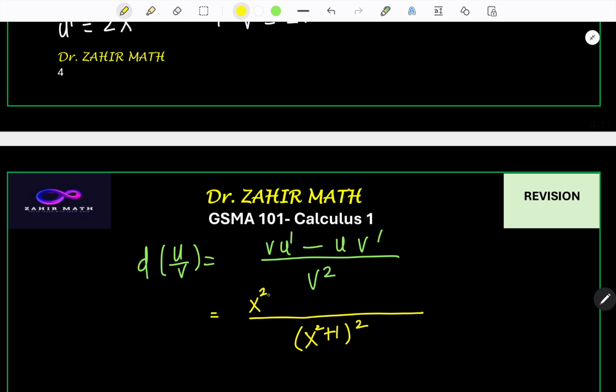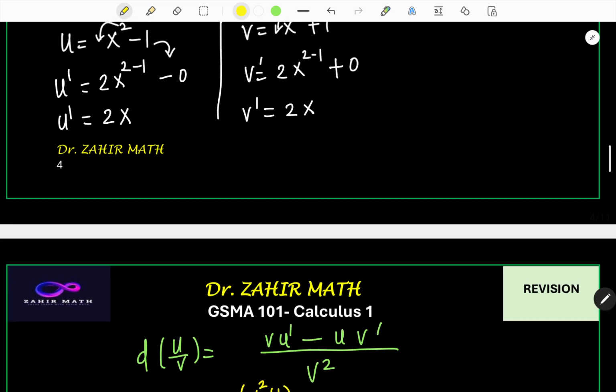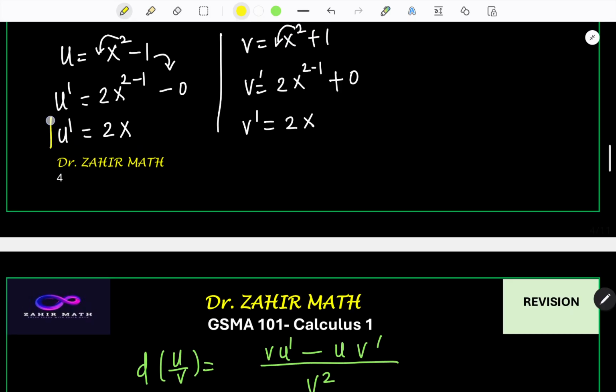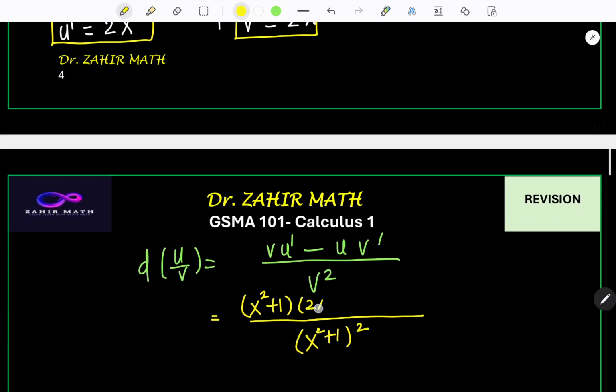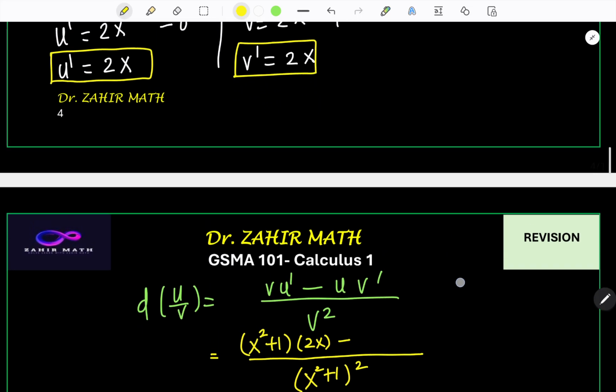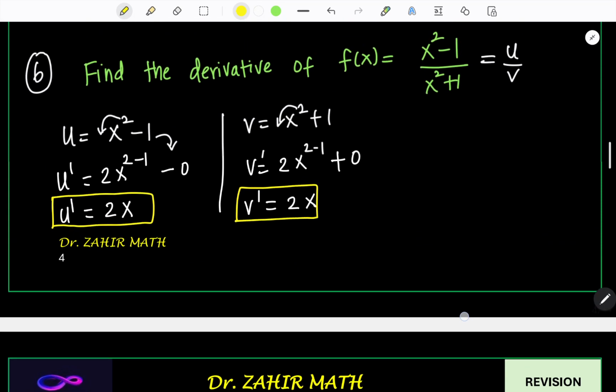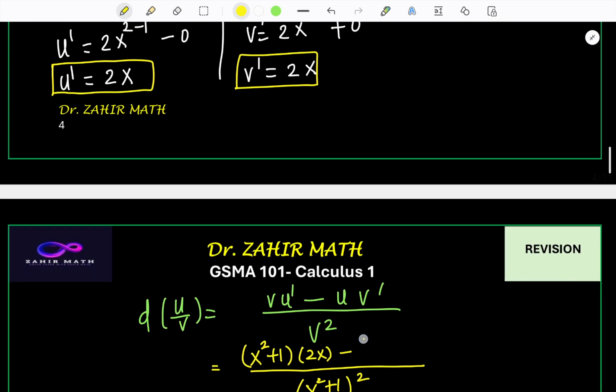Now v, keep this x square plus 1, and u dash. What is your u dash? 2x. You can see here u dash, you can see here v dash. Okay, so u dash is 2x, minus u. What's your u? That's in the question, x square minus 1. So x square minus 1. What's your v dash? 2x.